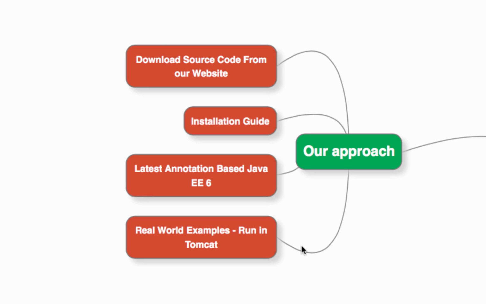First thing, all our tutorials are hands-on. We have a lot of source code examples which are available. You can download them from our website. The installation guide will help you to set up Maven, set up Eclipse. We use all the latest annotations in Java EE 6. And we would run a real-world Java application in Tomcat and learn about it. Let's start off looking at the application we would want to develop.